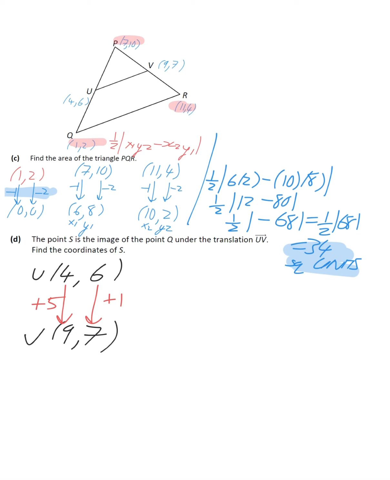And we're told that S is the image of point Q. So now let's do the same thing with point Q, and Q is (1, 2). So then let's do the same translation, add 5 to the x, add 1 to the y. And that'll get us (6, 3). So the coordinates of S are (6, 3). And that's it.